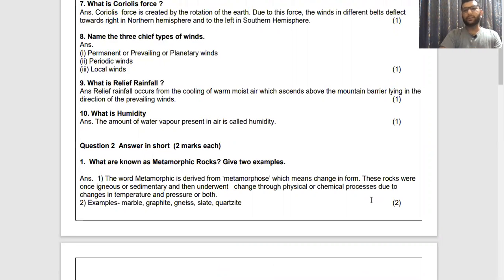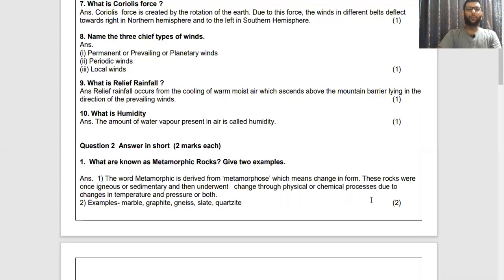Relief rainfall occurs from the cooling of warm, moist air which ascends above the mountain barrier, lying in the direction of the prevailing wind. If I have to give you an example for your understanding, this would be the Western Ghats, which receive the southwest monsoon winds. That's how relief rainfall takes place out there. You may give an example if you want, you may not, but even if you give that example, you will still get one entire mark if you write this line thoroughly.